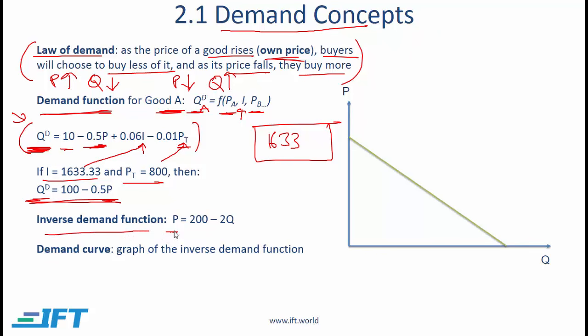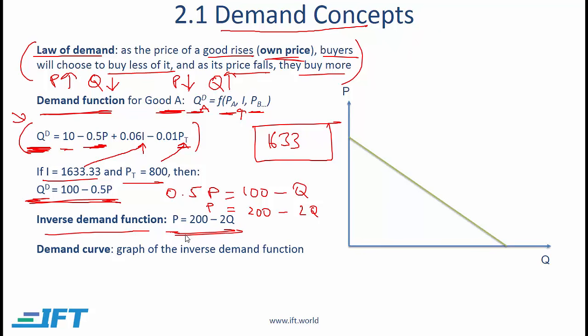So we can say that the price is 200 minus 2Q. If your algebra is weak, I'll show you very quickly how this is done. So you have minus 0.5P. This can go to the left of the equal to sign. So we can say 0.5P is equal to 100 minus, and then the Q can come over here, so minus the quantity demanded. From this, if we divide everything by 0.5, we have P is equal to 200 minus 2Q. So this is called the inverse demand function.